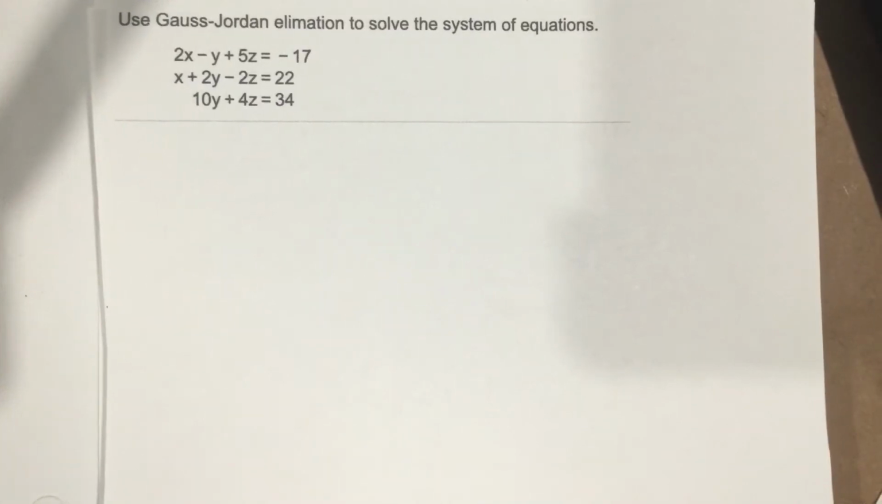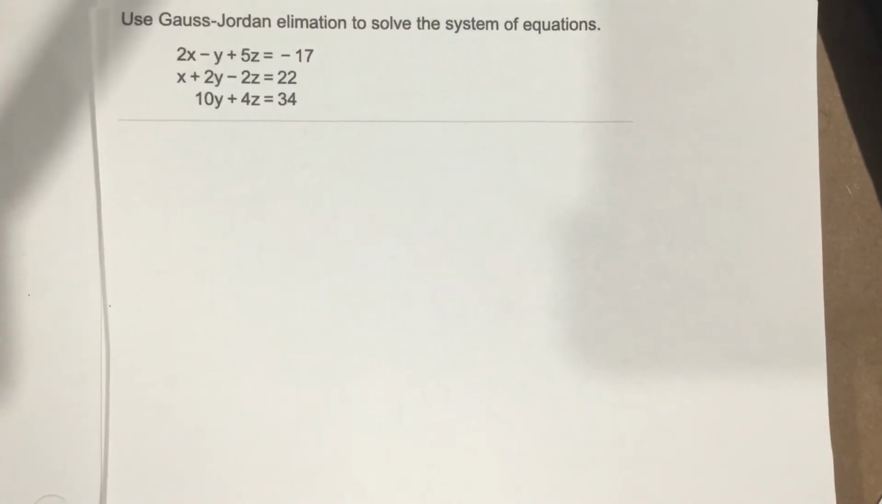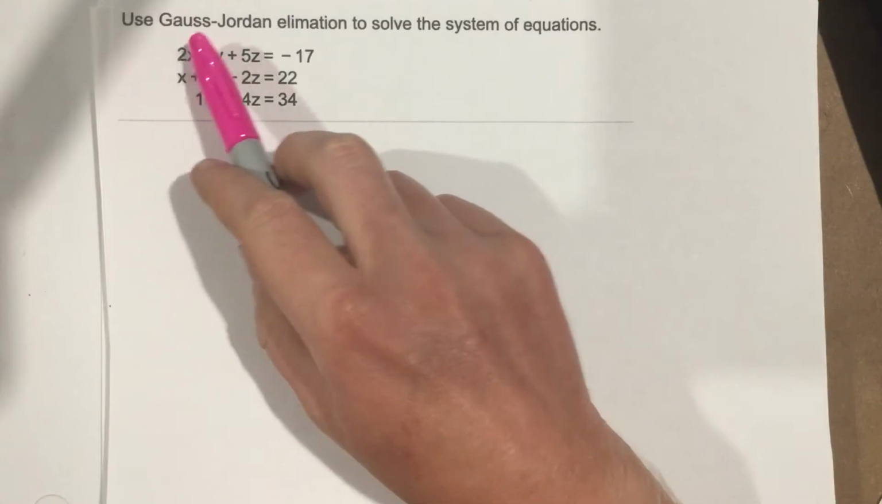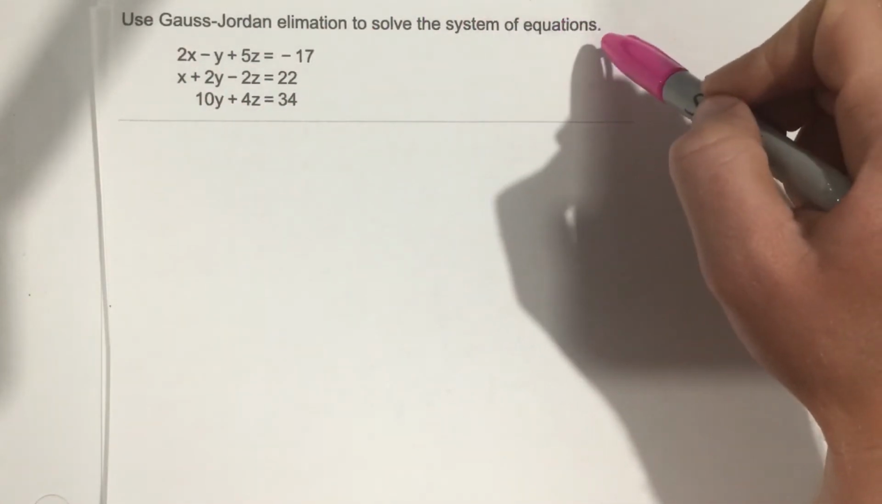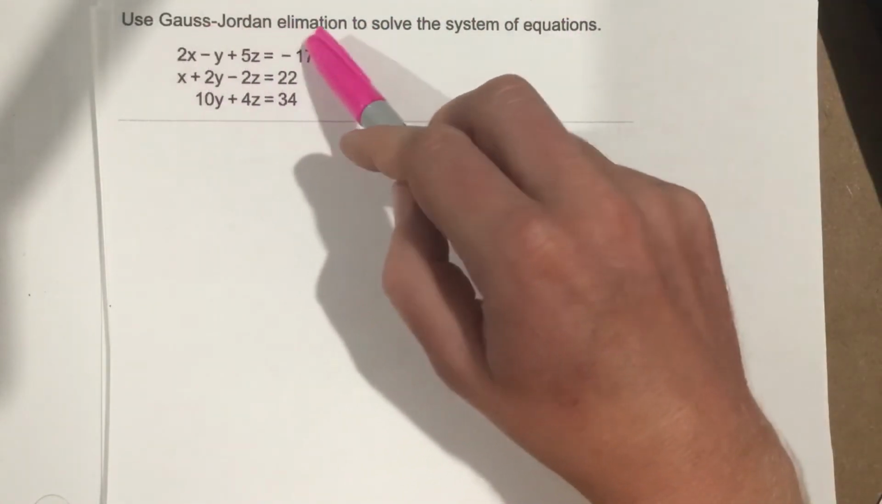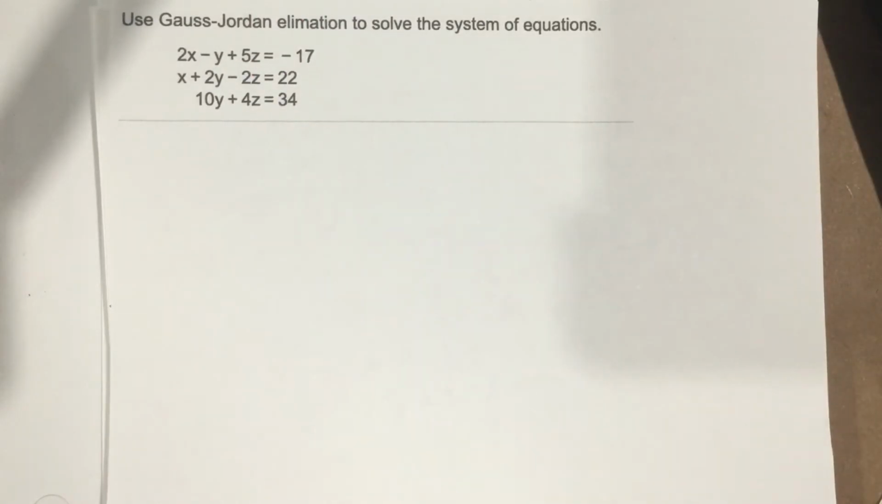This is problem number 6 from section 9.4. In this problem, they say use Gauss-Jordan elimination to solve the system of equations. Well, if we're going to use Gauss-Jordan elimination, we have to write the augmented matrix first.